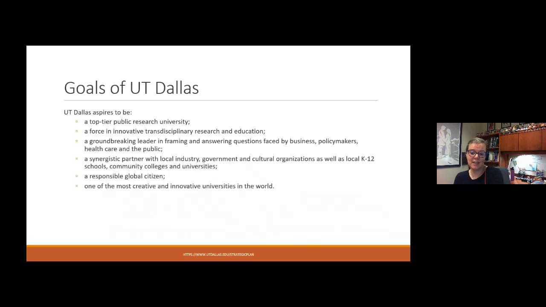Our goals, and I think these goals align with you. At this point, this is orientation, but hopefully you've seen them before and think, yes, as a student, I would like to work on innovative research and education. I would like to work with business people, policymakers, healthcare. I would like to be a responsible global citizen, and I support groups that want to do that as well.